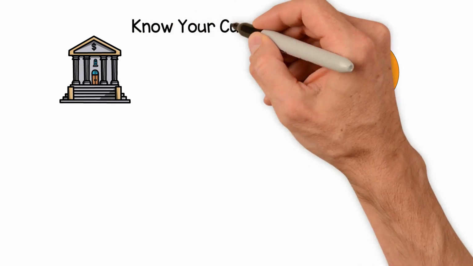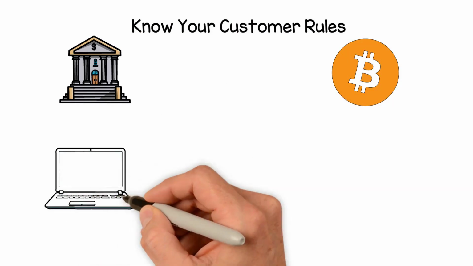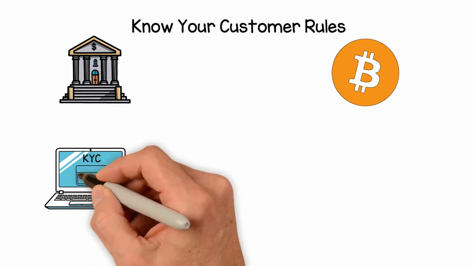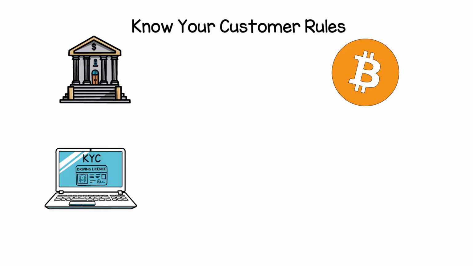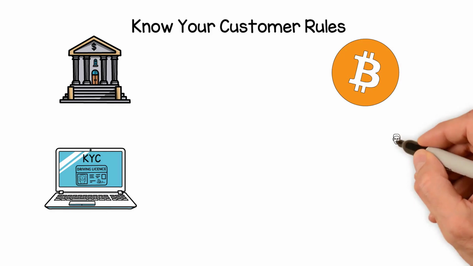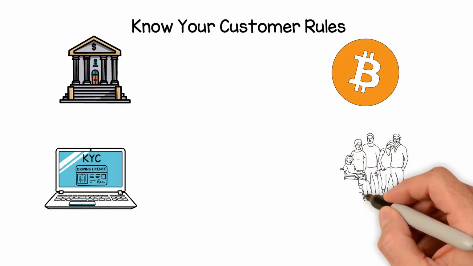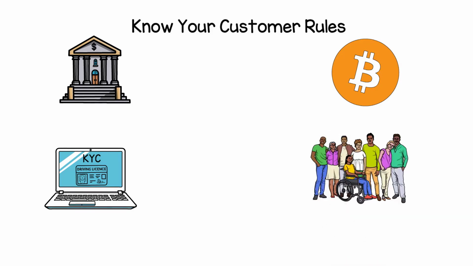Know your customer rules. Bank accounts and other banking products require Know Your Customer (KYC) procedures. This means it is legally required for banks to record a customer's identification prior to opening an account. Anyone or anything can participate in Bitcoin's network with no identification. In theory, even an entity equipped with artificial intelligence could participate.